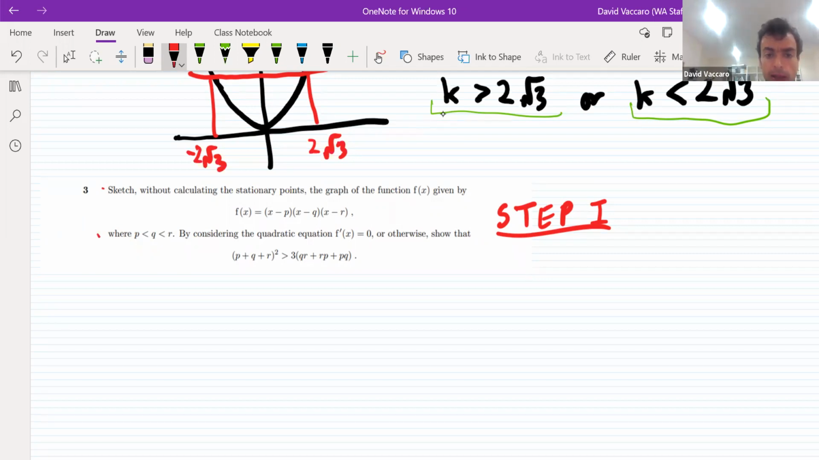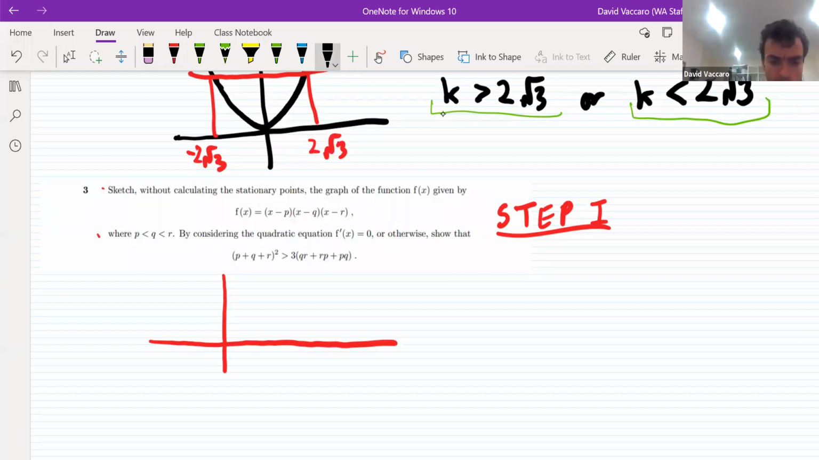So it says, sketch, without calculating the stationary points, the graph of the function f of x given by f of x equals x minus p, x minus q, x minus r. So they conveniently give it in factorized form. So we know that this product is going to be 0 precisely when x equals p, x equals q, or x equals r. So it's going to equal 0 at precisely these 3 points, p, q, and r. We're told that p is less than q is less than r. We're not told that they're all positive, so p could be the other side of the axis.